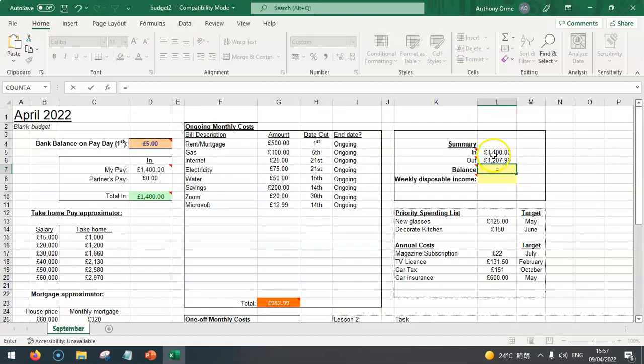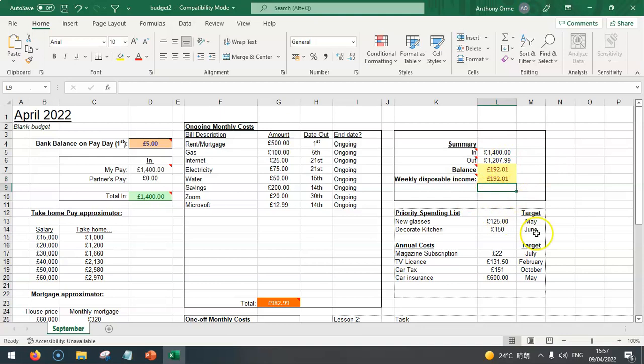My balance is equals income minus outgoings. And my disposable income is what I have left, which is basically my balance. That's what my disposable income is, what I have to spend on anything.